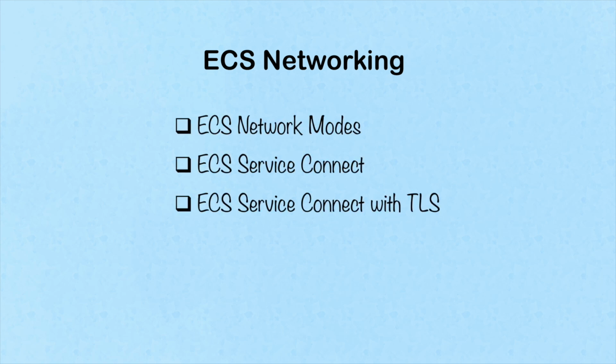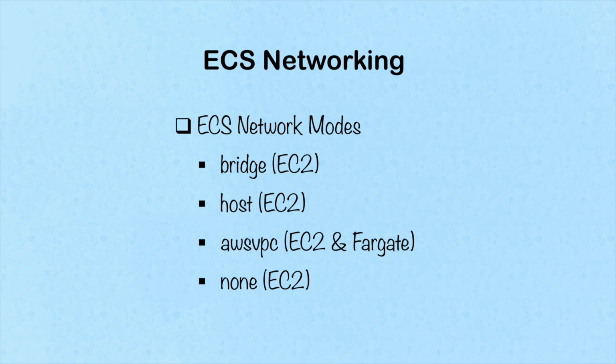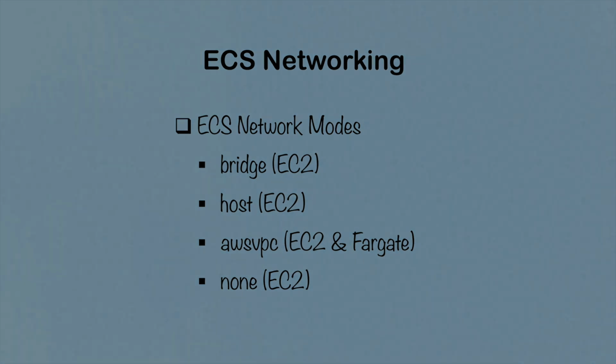Networking is the backbone of any containerized architecture. Whether you're using EC2 or Fargate launch types, Amazon ECS provides powerful tools to manage connectivity, discovery, and security. Let's break down 3 critical concepts and how they work across both deployment models. ECS supports 4 network modes, but their availability depends on your launch type.